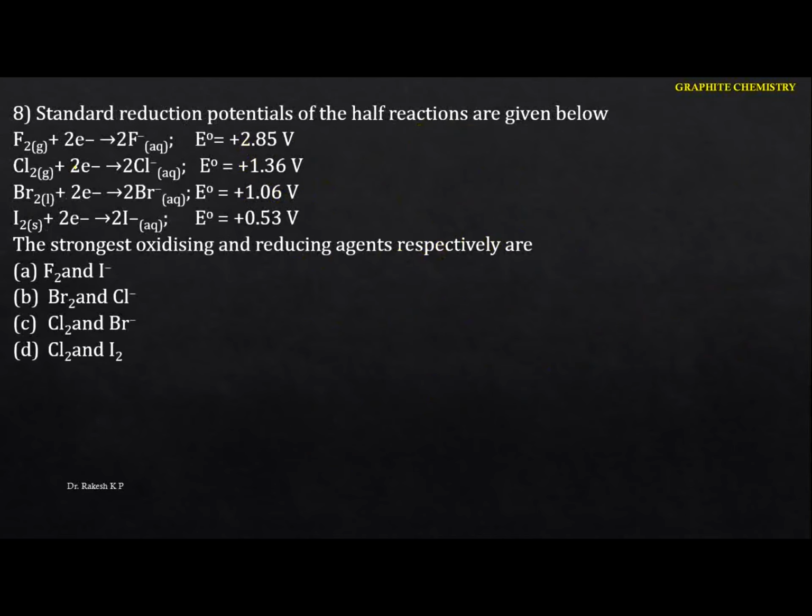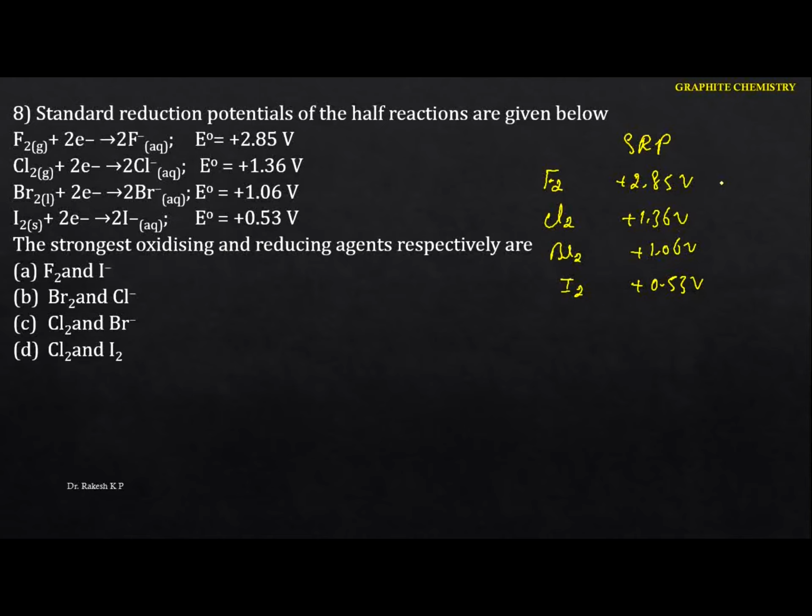The standard reduction potentials of the half reactions are given below. Let me take the reduction potential, that is the SRP value. For fluorine, the SRP value given is +2.85 volt. For chlorine, the electrode is given as +1.36 volt, for bromine +1.06 volt, and for iodine +0.53 volt. Just identify this.